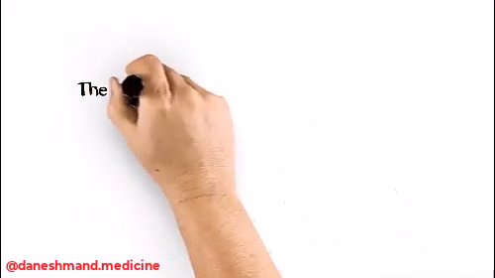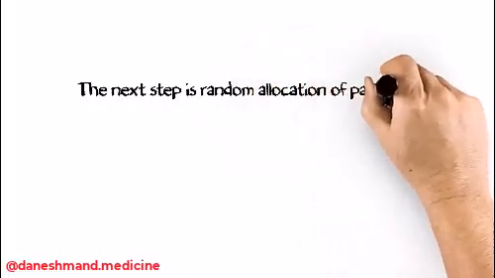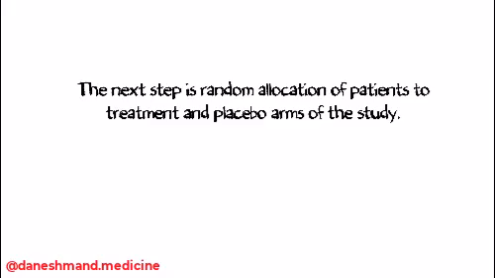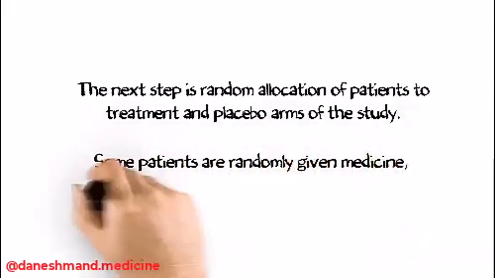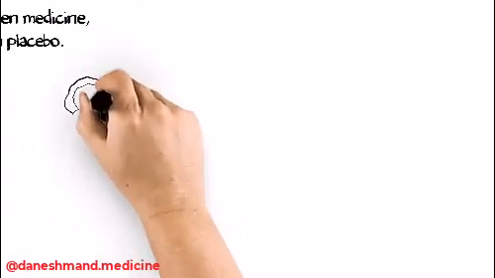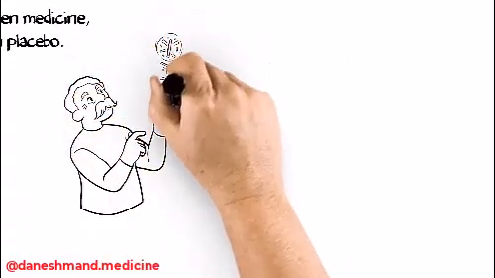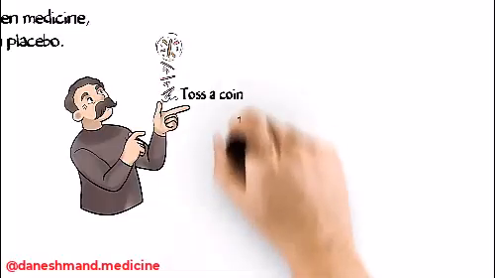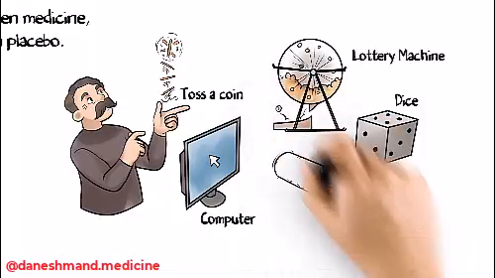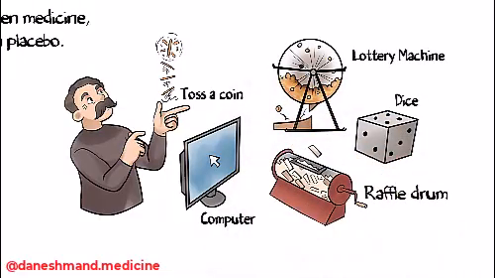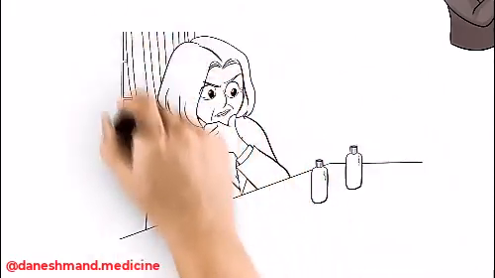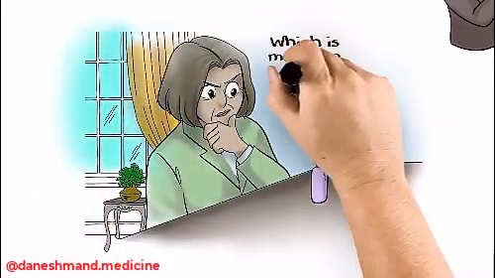Number 4, the next step is random allocation of patients to treatment and placebo arms of the study. Some patients are randomly given medicine and some are randomly given placebo. Examples of methods that could be used to randomly allocate patients are coin toss, random number generator, dice, lottery machine, and raffle drum. Number 5, the study must use medicines and placebos that are indistinguishable to the investigators and patients.